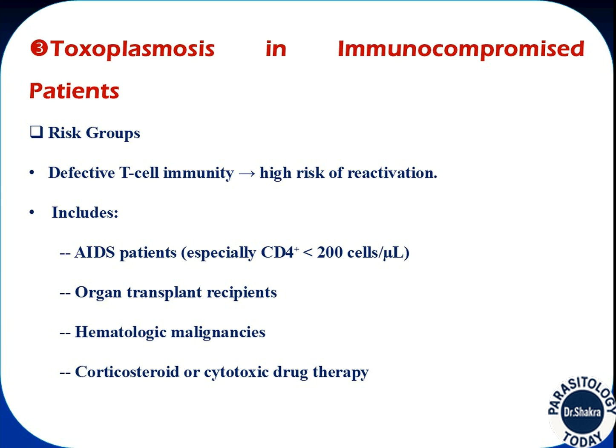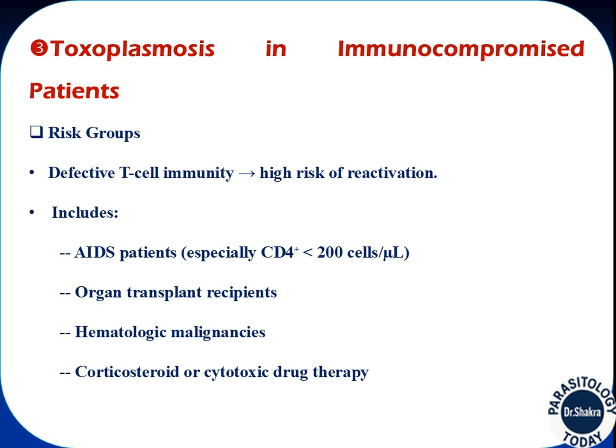Let's look at who's most at risk. AIDS patients, especially when their CD4 count drops below 200 cells per microliter. That's the critical threshold. Below this, the immune system loses control over latent infections. Organ transplant recipients, who receive immunosuppressive drugs to prevent graft rejection. Patients with hematologic malignancies, such as leukemia or lymphoma. And finally, individuals on corticosteroid or cytotoxic therapy, which suppress immune surveillance.